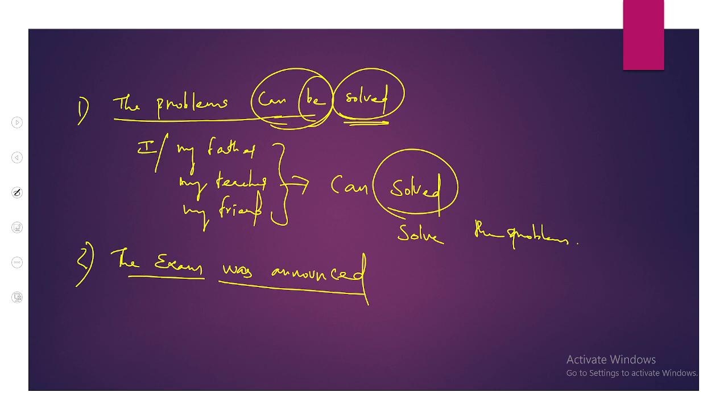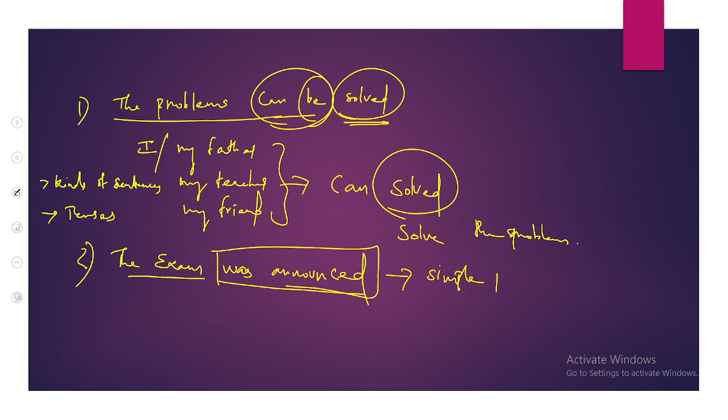Last class we discussed, when the question is given, very first you should find out the kind of sentence. Next to that you should find out the tense, right? Here we have the sentence, what is the verb there? Was announced. What kind of tense is it? It is going to be simple. Yes, go ahead, write the answer.